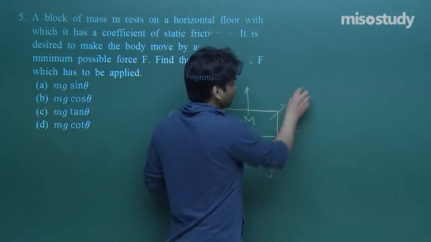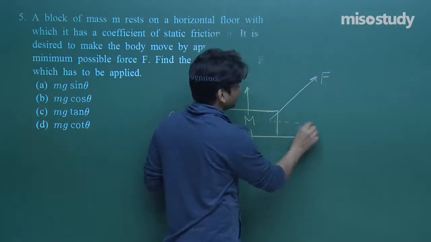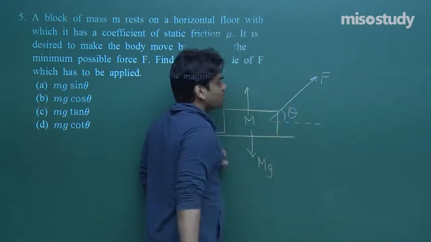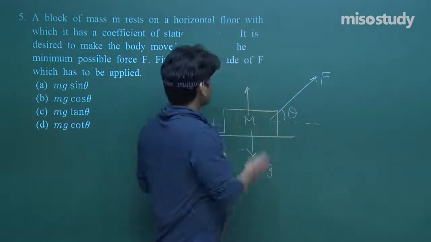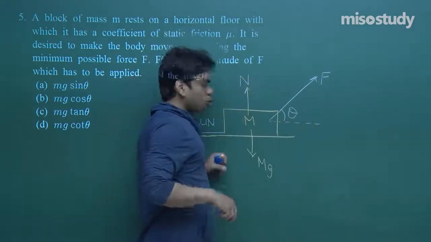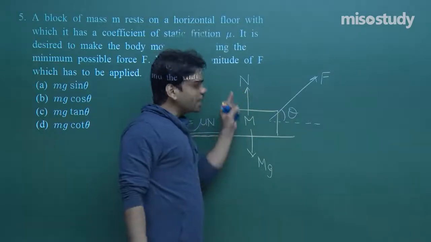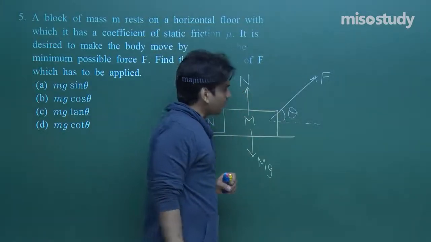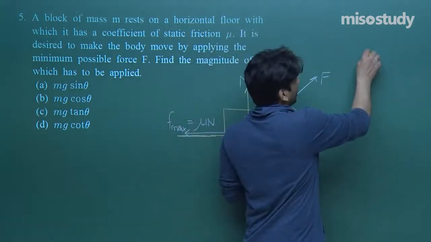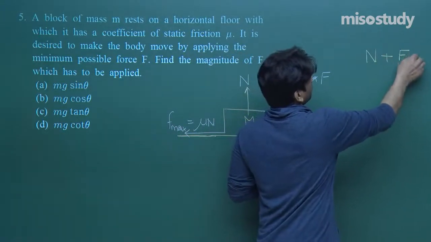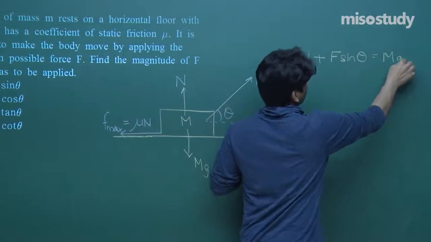Now how the block will be pulled? If the force is applied along this direction, this is the theta that they are referring to in the question. What is the minimum value of this force that we need to apply? Check here, this is normal reaction. I am not making normal reaction equal to mg, that we did incorrectly. First of all, write normal reaction. For vertical equilibrium, the body is not moving vertically, so n plus F sin theta should be equal to mg. So write here n plus F sin theta is equal to mg.